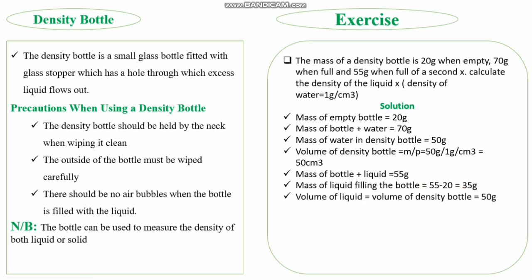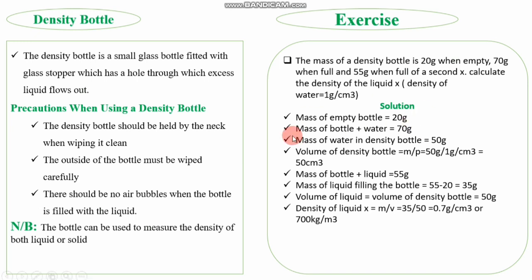So the volume of liquid is equal to the volume of the density bottle. Remember, we said the liquid takes the volume of the container. So if the volume of water was 50 cubic centimeters, it means that is the volume of the density bottle, and that will also be the same volume of liquid X, because liquid X will also take the space of the bottle. So the density of liquid X will therefore be equal to mass divided by volume.